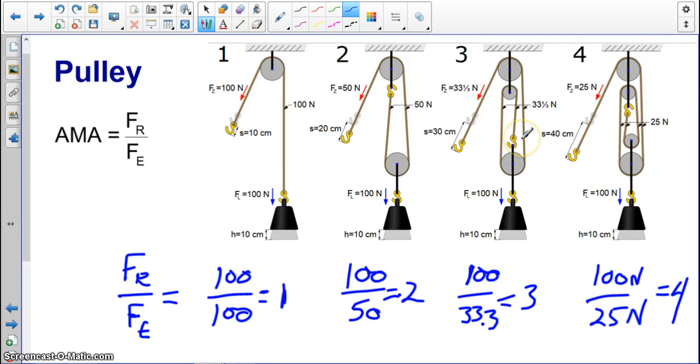And if it's some sort of magic pulley that's perfectly efficient, then that would be the same as your AMA. These are magic pulleys that don't exist in real life, but that makes the math really easy to do. So your IMA is 1, 2, 3, and 4 for 1 rope attached, 2 ropes attached, 3 ropes attached, 4 ropes attached, and that extends to however many ropes happen to be attached to the actual pulley or to the weight. All right, so there you go.